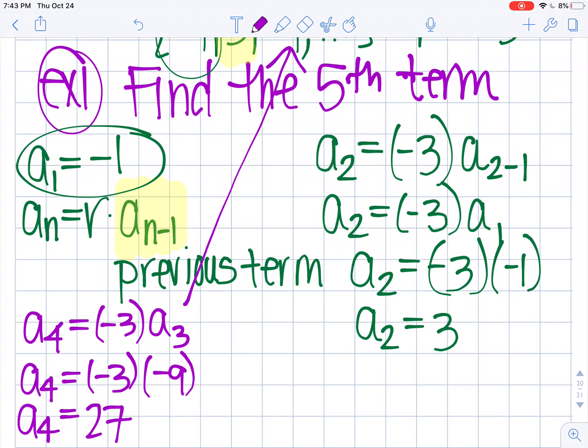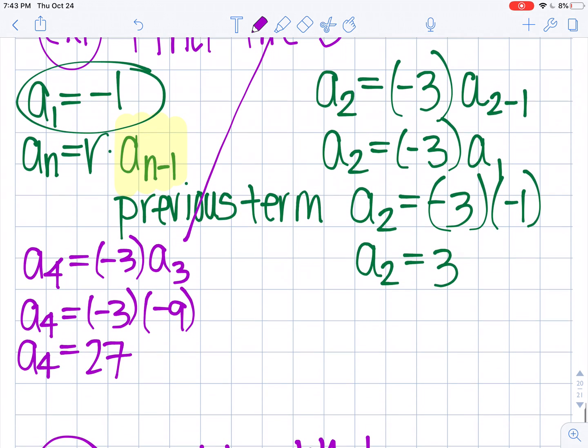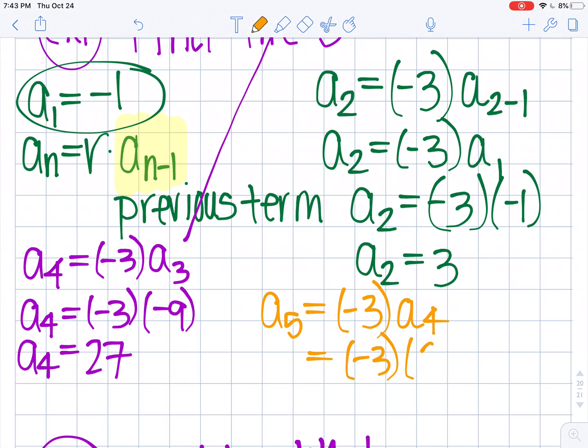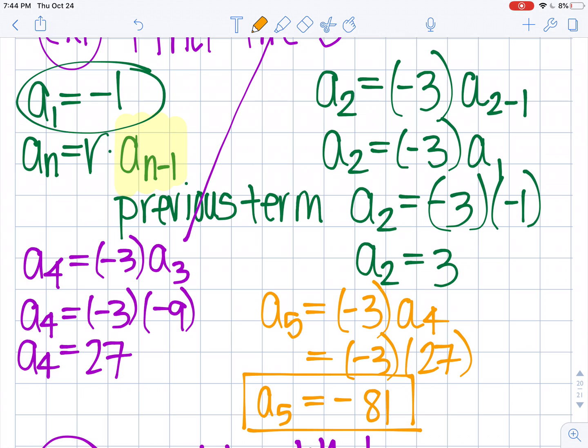And I wanted to find my fifth term. So my fifth term, I take my common ratio and I multiply it by my fourth term. So I take negative 3 times positive 27, and I get negative 81. So that means that my fifth term is negative 81. Now I can keep going.